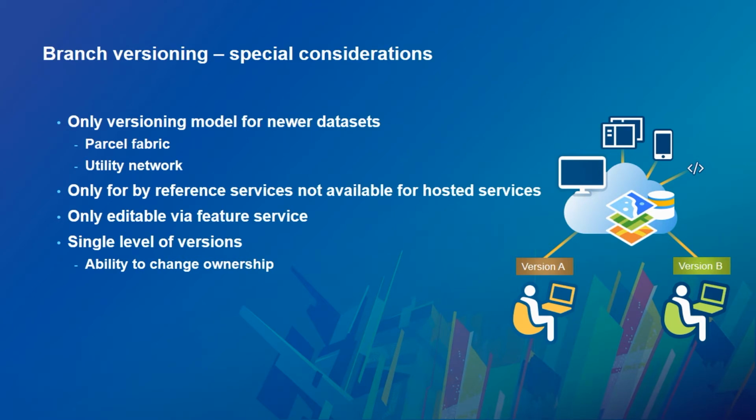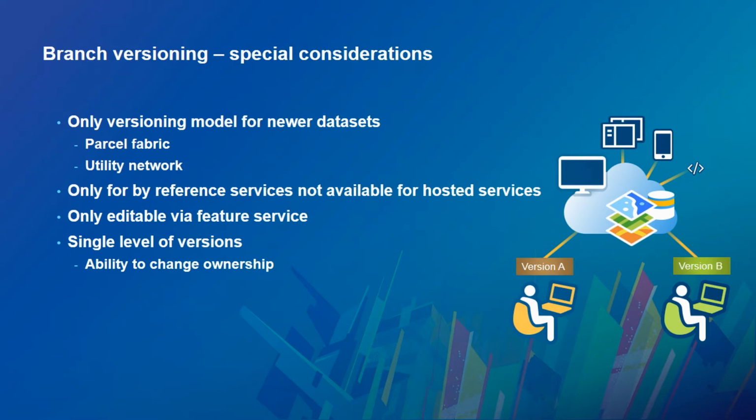Something unique to branch versioning as well is it's a single level of versions. So in the past, you may have had default with multiple children, and those children may have had children, and those children may have had children. With branch versioning, you get default, and then you get one level.